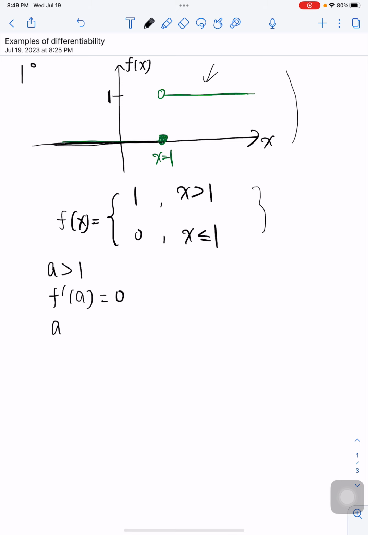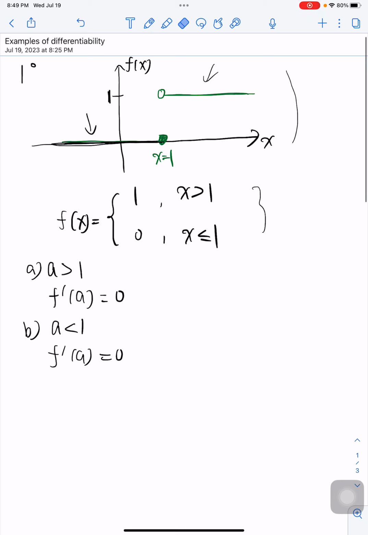Another case is a less than 1. So the function f of x is equal to 0, and the derivative of a constant is equal to 0. So f prime of a will be 0. Let's take a look at this graph. When a is less than 1, it is still a horizontal line. Its slope is equal to 0. So that's why we get f prime of a equals 0.